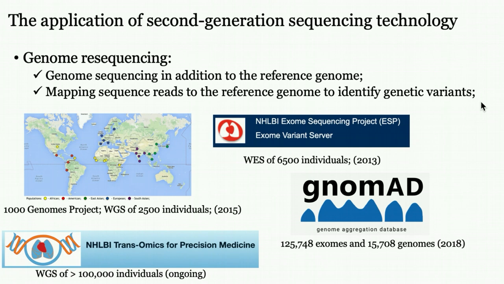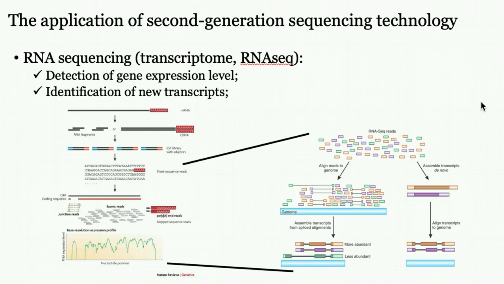And this is an online website that collects exomes and genomes. Right now there are over 15,000 genomes available in this database. So there is already a huge amount of genome data available because of second generation sequencing. There are many big projects going on. The Precision Medicine Initiative is trying to do whole genome sequencing for another 100,000 individuals. And that's because of second generation sequencing.